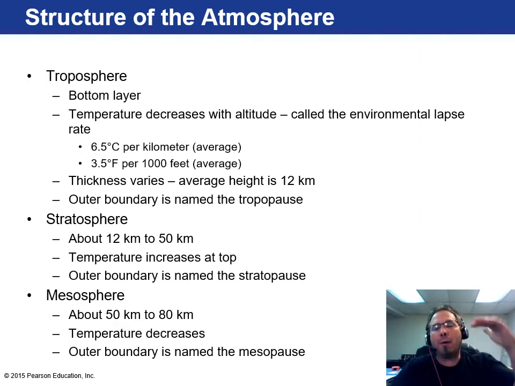Now, the outer boundary or the top of the troposphere is what they call the tropopause, and you'll see that with these other layers. Then you have the stratosphere, which is typically where a lot of airliners fly. They fly up in the stratosphere, or the lower stratosphere.